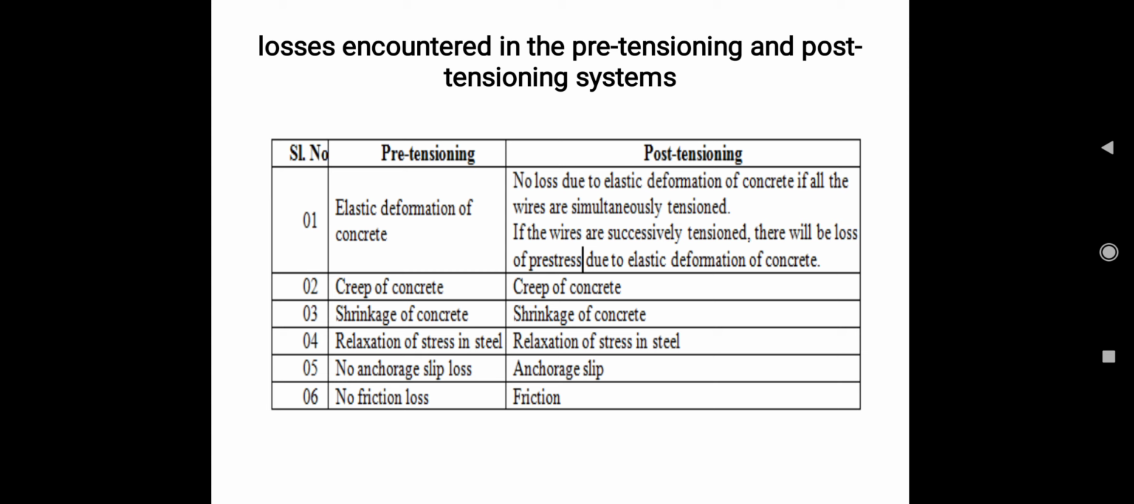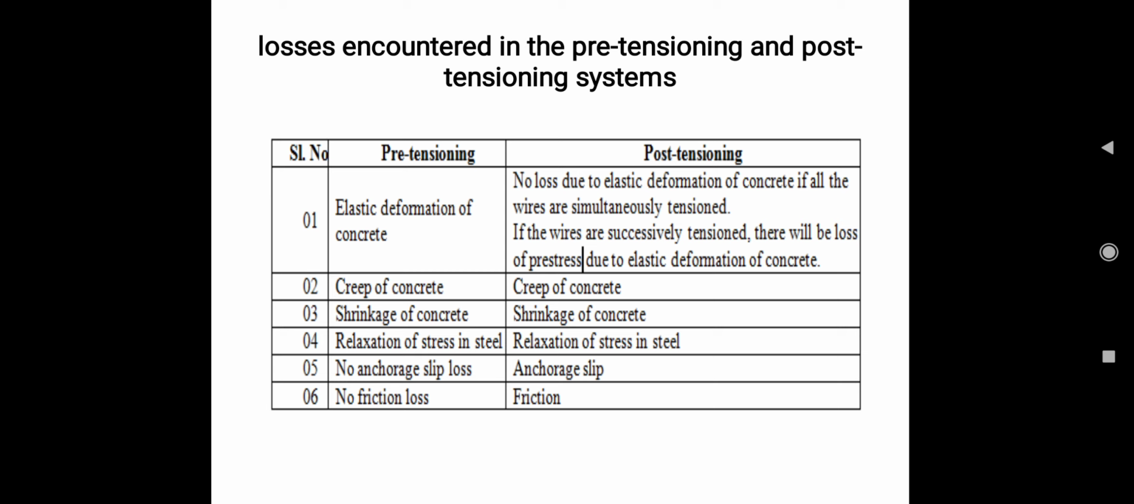So what are all the losses that will occur in pre-tensioning and post-tensioning? First, the loss in pre-tensioning is elastic deformation of concrete. In post-tensioning, there is no loss due to elastic deformation of concrete if all the wires are simultaneously tensioned. If the wires are successively tensioned, then there will be loss in prestress due to elastic deformation of concrete. In the next slide, I will tell you what elastic deformation is. Before that, let us see the different types of losses in different tensioning members.